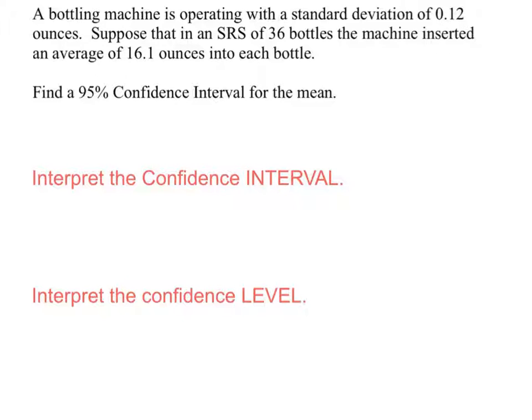Alright, so we have a point estimate here at 16.1. So we're going to build our confidence interval around that. It's going to be 16.1 plus or minus, and of course 95% confidence means we're talking about 2 standard deviations away. Okay. Now I'm just going to put a blank there for a second.